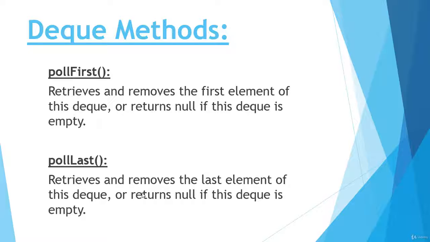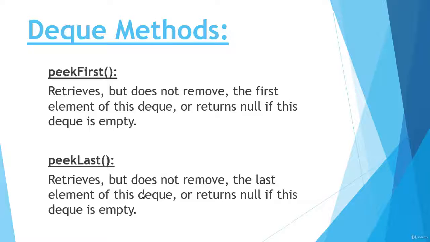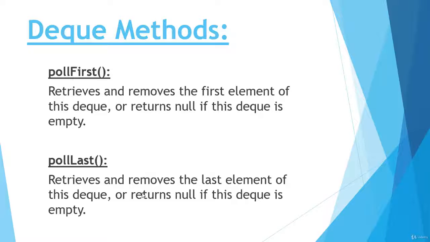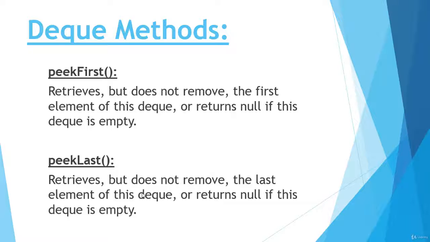In a similar way we have the pollLast method. It retrieves and removes the last element of this Deque and returns null if the Deque is empty. Simply, it removes the last element of the Deque, and if the Deque is empty, we get null. After that we have the peekFirst method. It retrieves but does not remove the first element of the Deque and returns null if the Deque is empty. The previous method, pollFirst, removes and returns the element, while peekFirst does not remove the element, it just returns the first element of the Deque, and if the Deque is empty, we get null.